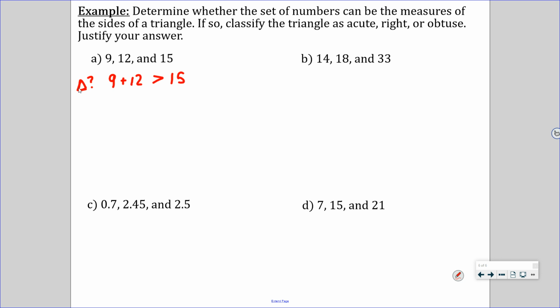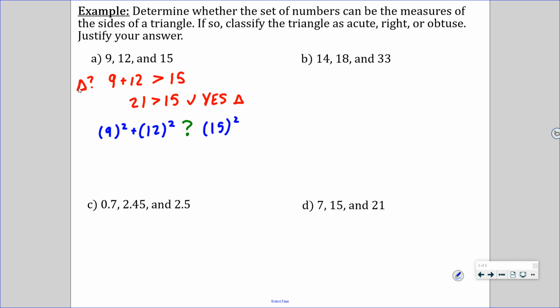So 9 plus 12 is 21, which is greater than 15. Okay, so we know this is a triangle. Now to determine if it's right, acute, or obtuse, we're going to do a little version of the Pythag. We're going to take the 2 smaller sides squared and add them together. Then instead of the equal sign for Pythag, put a little question mark here. What's the relationship with the largest side being squared, which could be our hypotenuse if it's a right triangle? Let's look at this relationship.